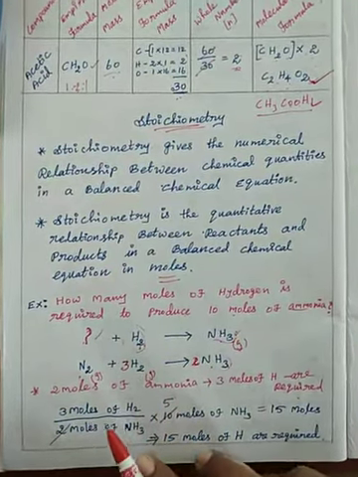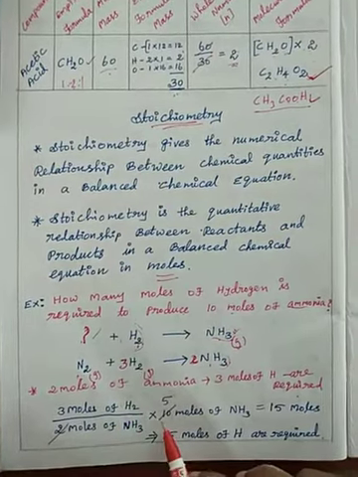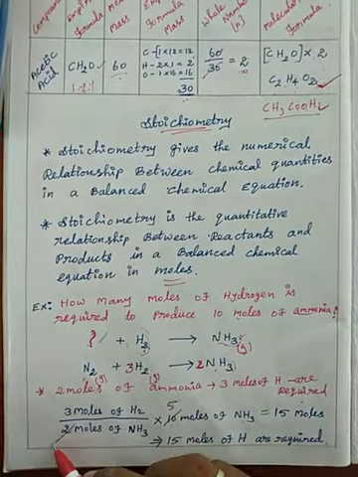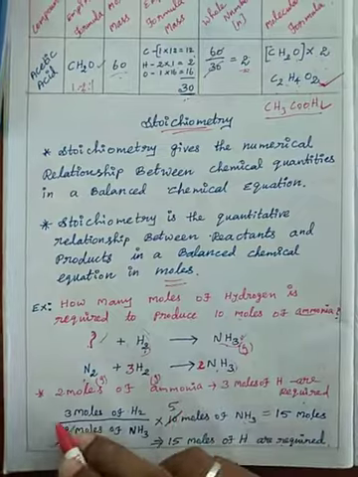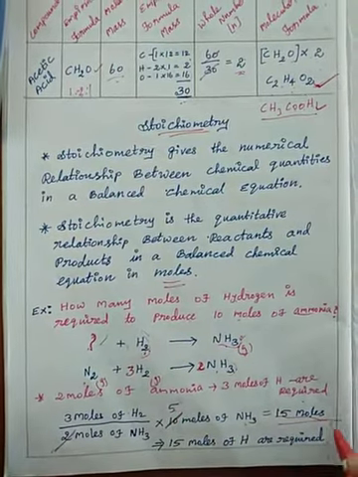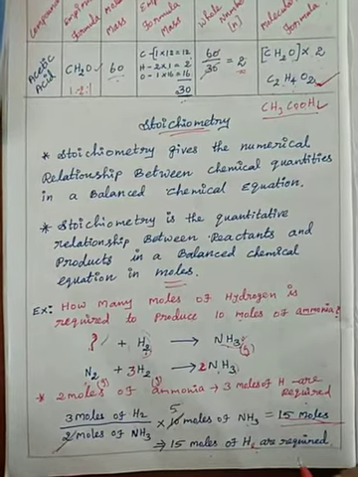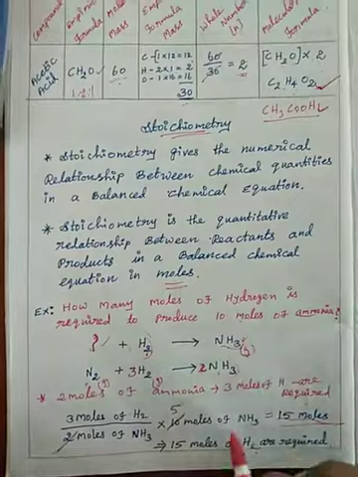How to do it easily? 2 moles of ammonia needs 3 moles of hydrogen, so multiply by 10 moles of ammonia. 2 cancels off, 5 twos are 10, 5 into 3 is 15 moles of hydrogen required to produce 10 moles of ammonia, students.